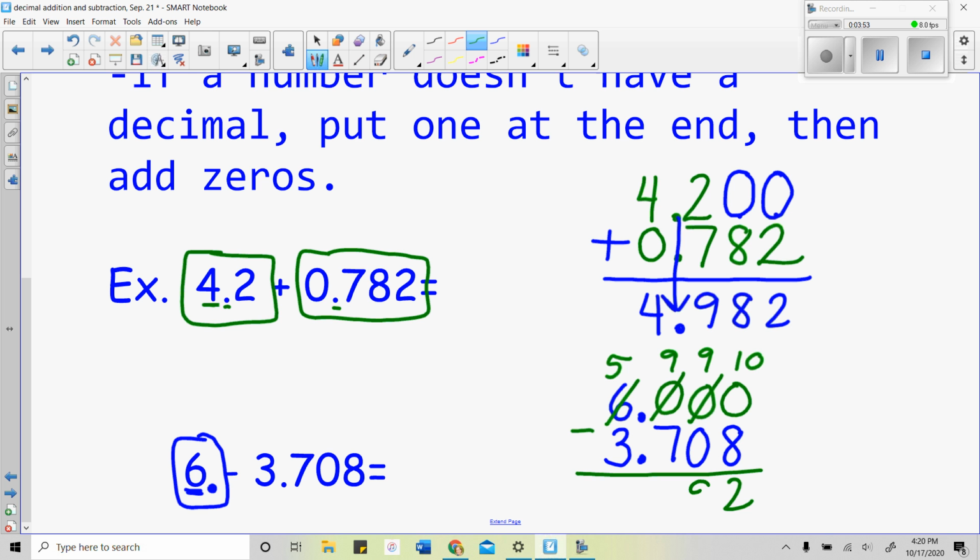9 minus 0 is 9. 9 minus 7 is 2, and 5 minus 3 is 2. Then the decimal drops straight down so that it will be between the ones and the tenths place.